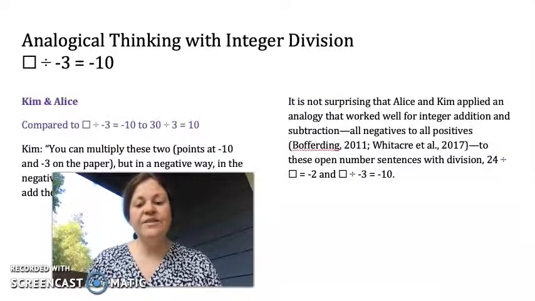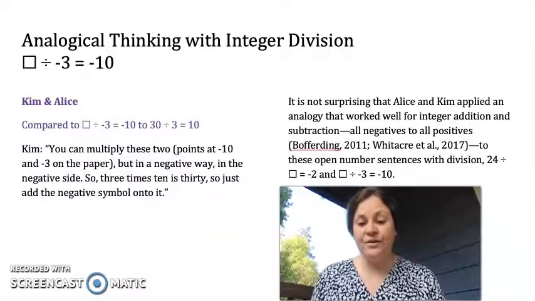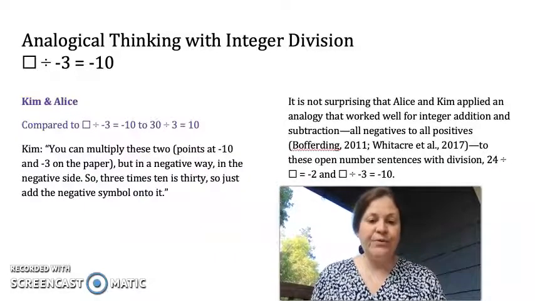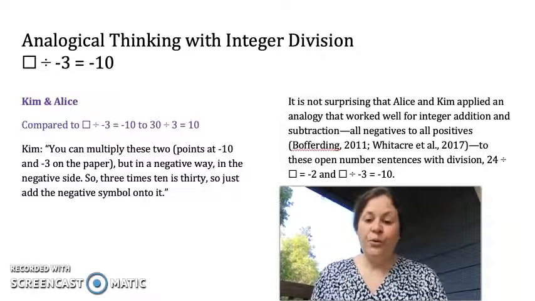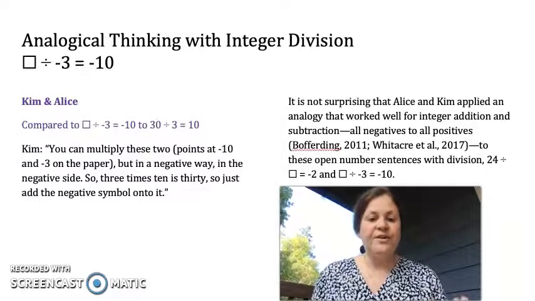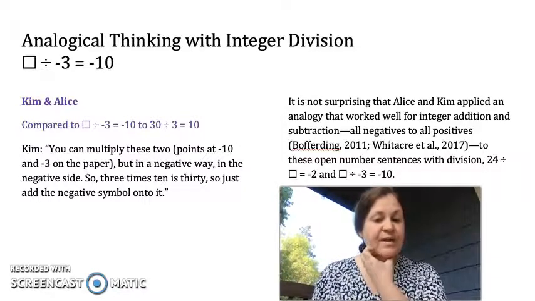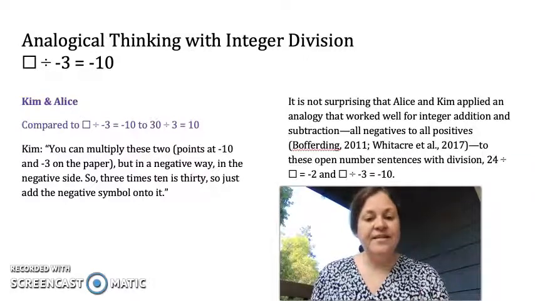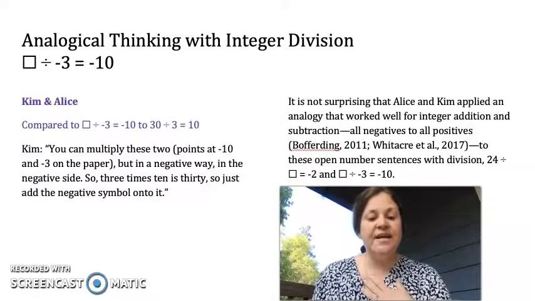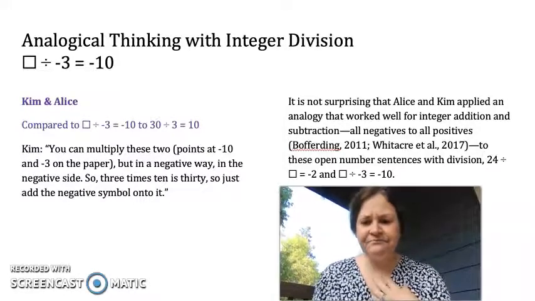All right, for the next one, Alice and Kim both get the correct solution, and they both make an analogy to a whole number sentence. So 30 divided by 3 is 10 is what they compare: box divided by negative 3 equals negative 10. Kim says you can multiply these two, points at negative 10 and negative 3 on the paper, but in a negative way, on the negative side, so 3 times 10 is 30, just add the negative symbol on it.